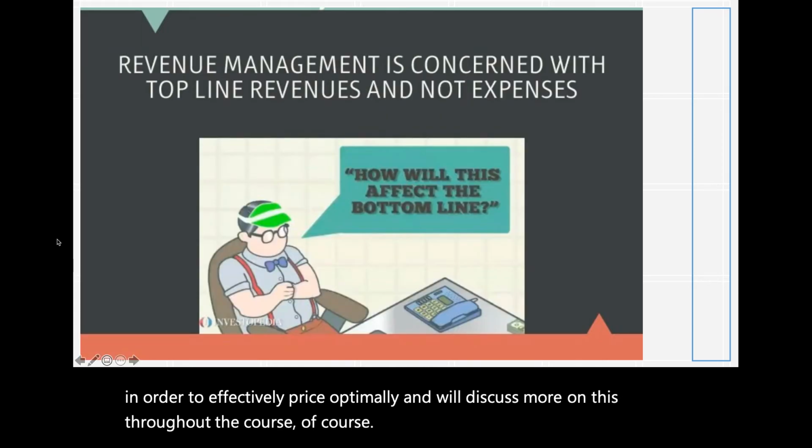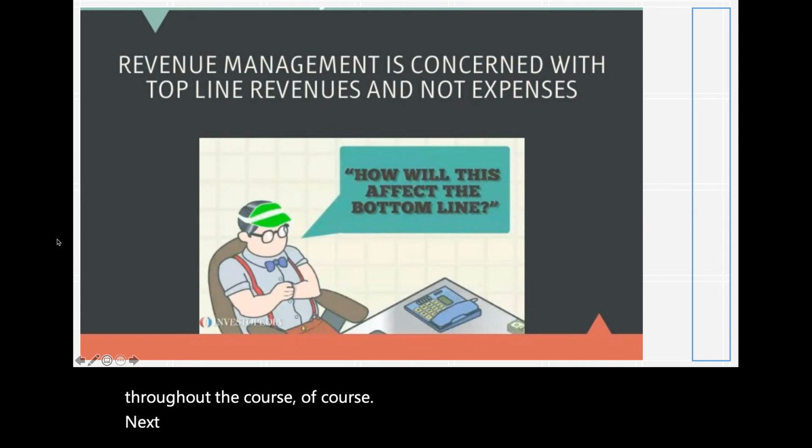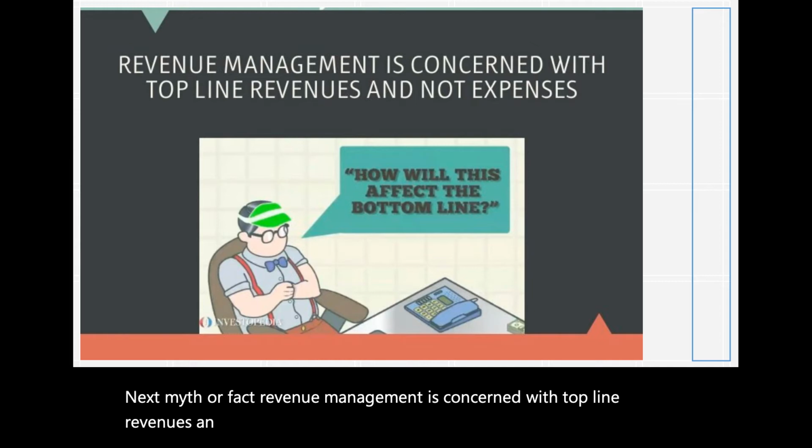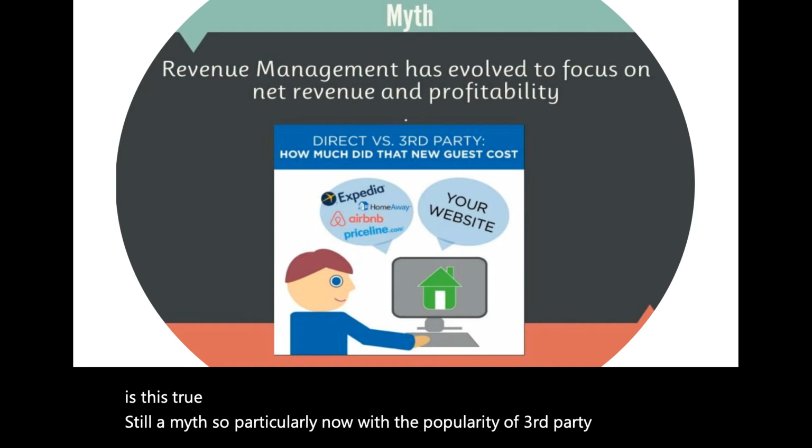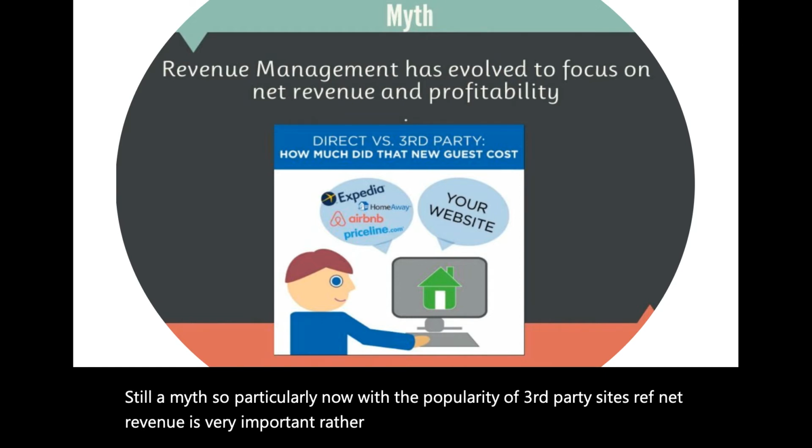Next myth or fact, revenue management is concerned with top-line revenues and not expenses. So all we care about is selling rooms at a high rate. Is this true? Still a myth. Particularly now with the popularity of third-party sites, net revenue is very important rather than simply our total revenue. So we need to consider the expenses.